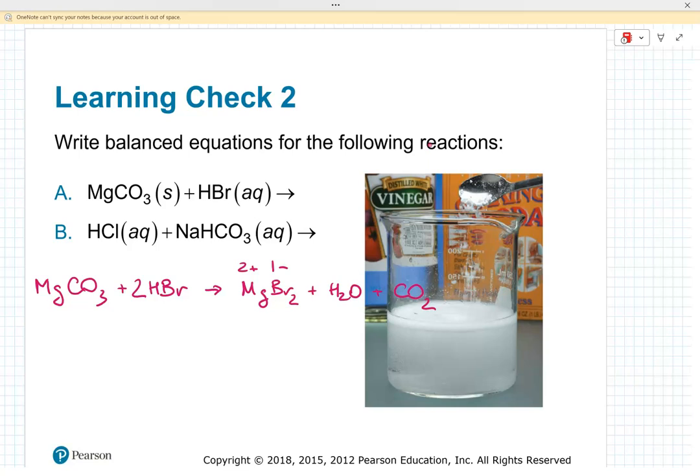What about the CO3? Would you have to change the CO2 on the other side to balance it? No. How many carbons are on the left? 1. How many carbons are on the right? 1. Okay. How many oxygens are on the left? 3. On the right? 2. Okay. Does that make sense? Yes. Okay.